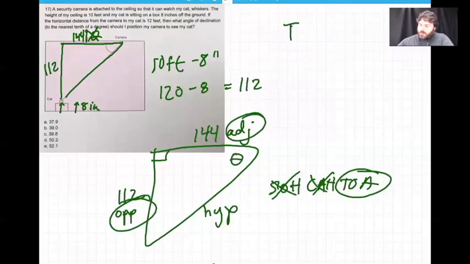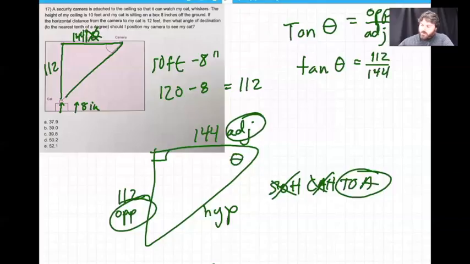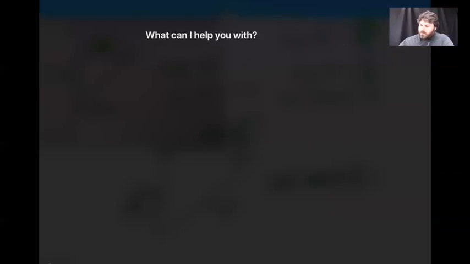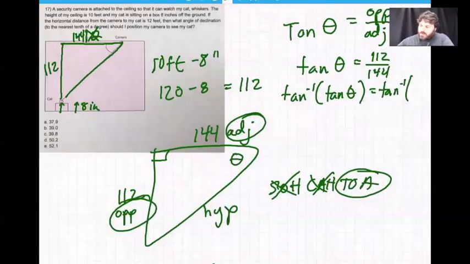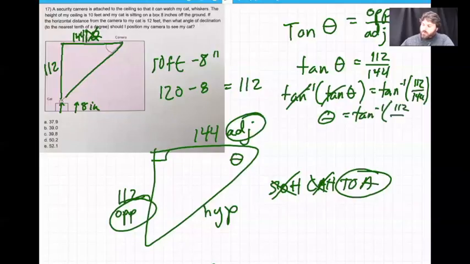So we set up our formula. The tangent of the angle is the opposite over the adjacent. Okay, there's my formula. Fill in with what you know. The tangent of the angle, which we don't know, is the opposite, 112 over 144. Now remember how to get rid of the tan, you got to do tan inverse. So you take the tan inverse of both sides: tan inverse of 112 over 144. Tan inverse and tan actually cancel each other out, leaving us with theta. That's going to be tan inverse of 112 over 144.